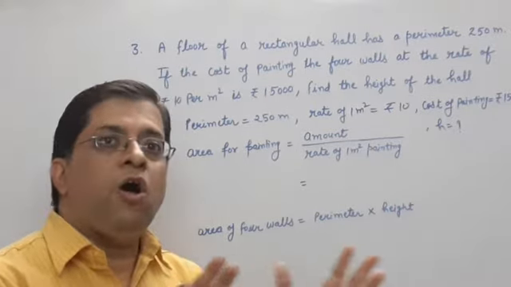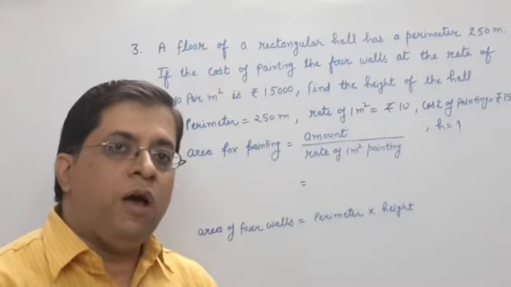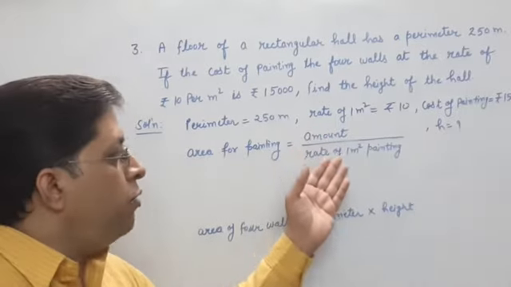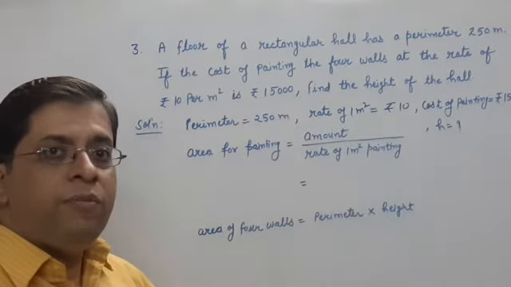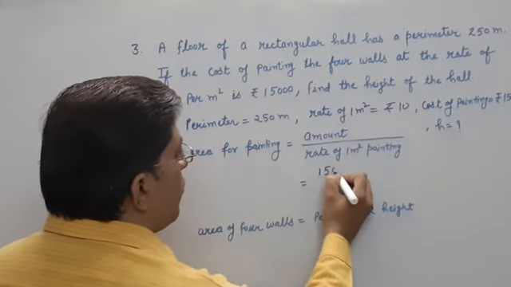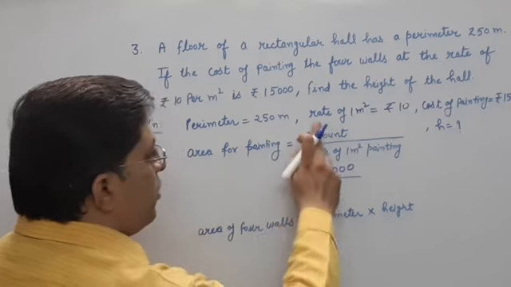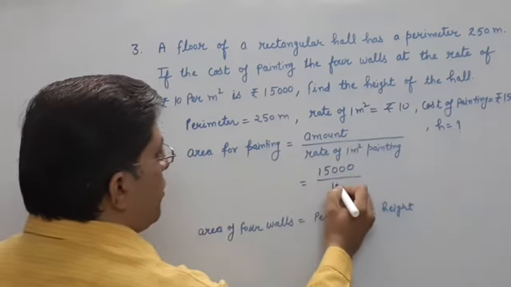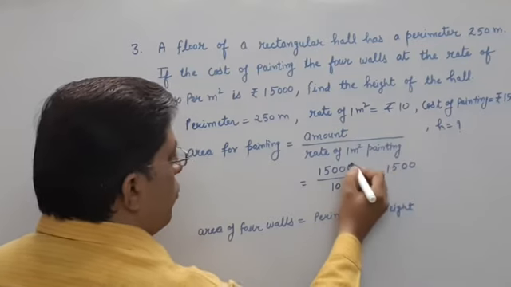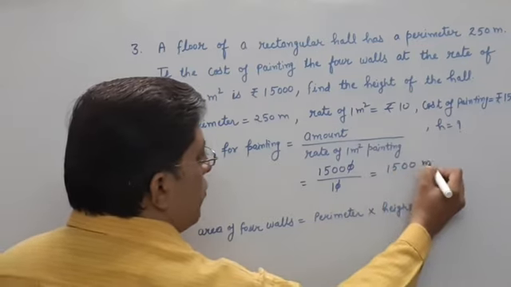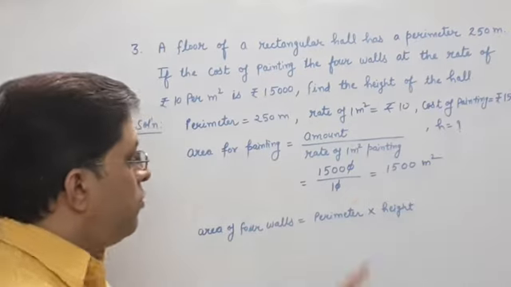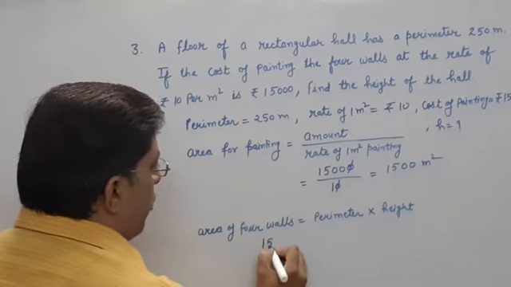First of all, we have to find how much area we have to paint. So total amount, we have to divide by rate of 1 meter square painting. Total amount he paid is 15,000, and rate of 1 meter square painting is rupees 10. So how much area you will get? That is 1500 meter square. Then you have to find height. This is area of four walls.